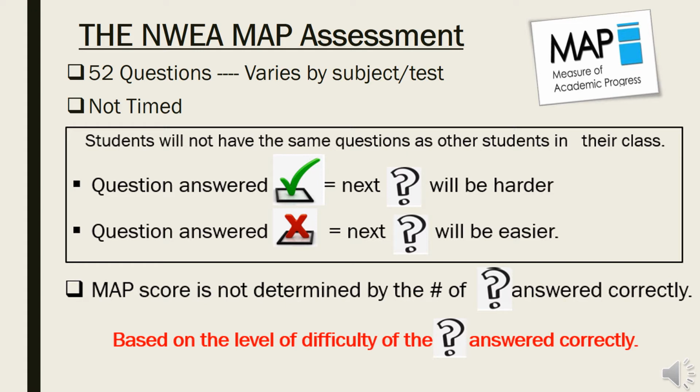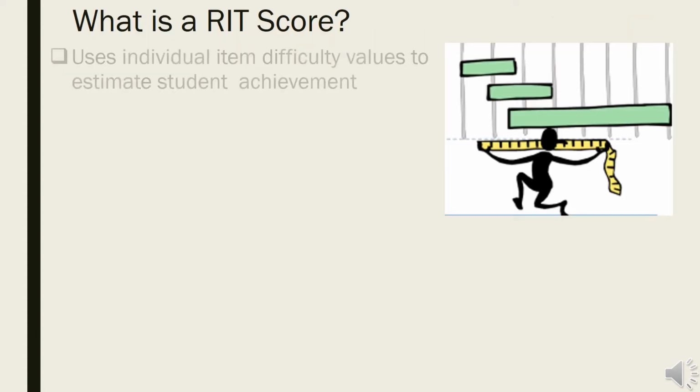The NWEA MAP assessment varies by subject and test, and it has about 52 questions. It's not timed, and the students will not have the same questions as other students in the class. When a question is answered correctly, the next question will be a little harder, and when it is not answered correctly, the question will be a little easier. So the MAP score is not determined by the number of questions that are correct, but it's based on the level of difficulty of the questions answered by the student.